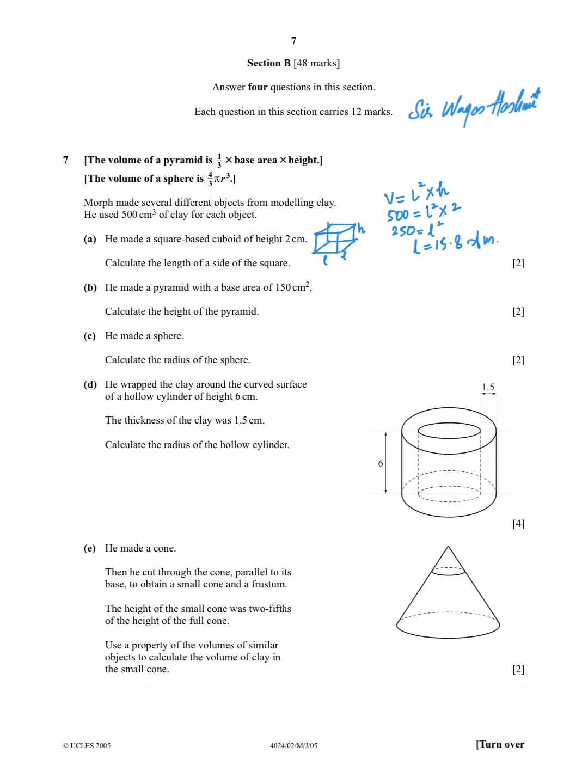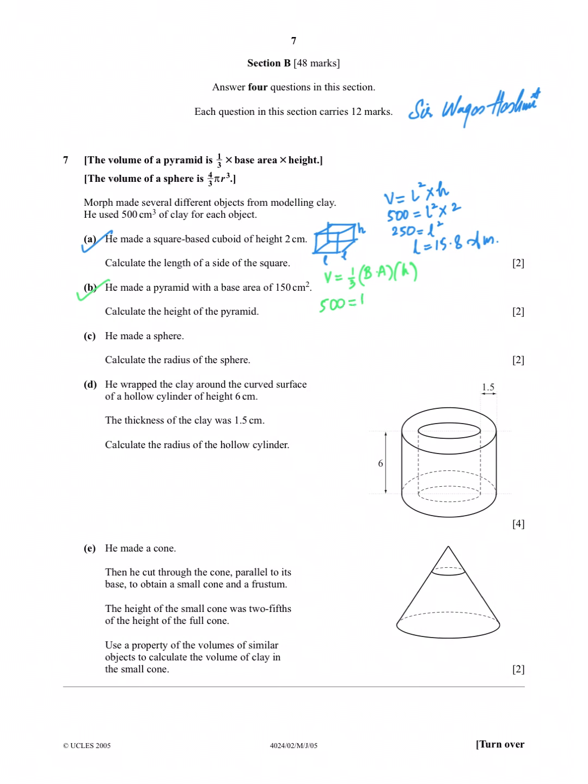Alright. For part B, I had done part A with the blue pen. I will start part B with the green pen. For part B, he made a pyramid with a base area of 150. Find the height. So what is the working formula? Working formula is 1 upon 3 base area multiplied by height. Right? Alright, now we have the volume, that is 500.